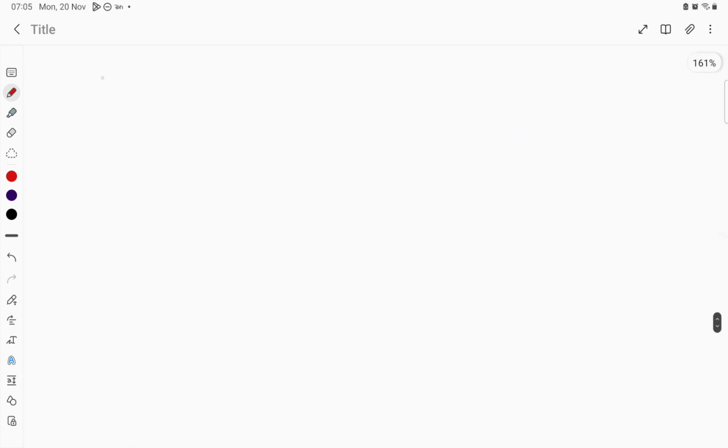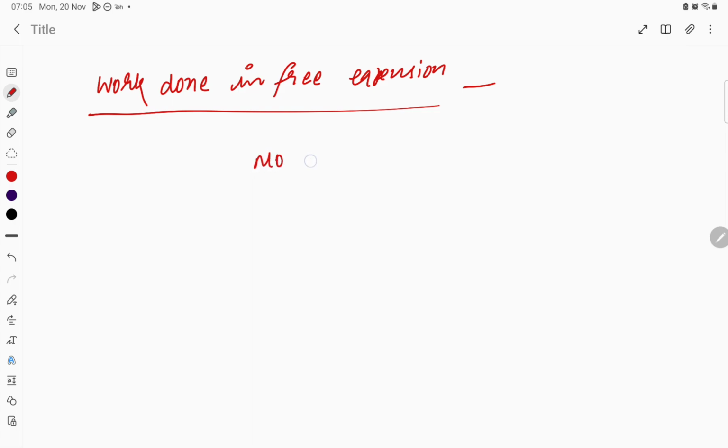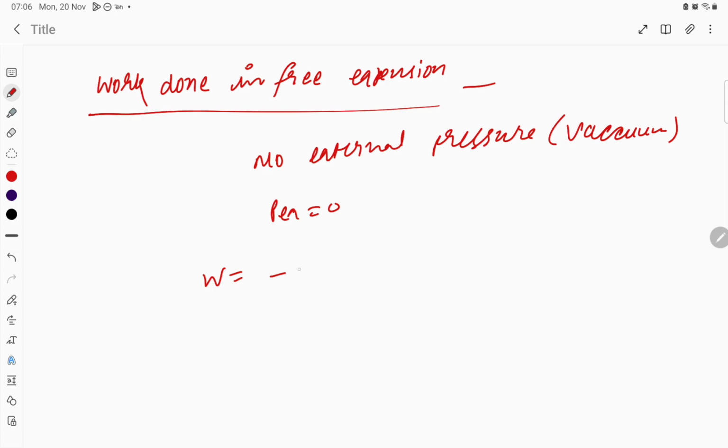Work done in free expansion. Free expansion means no external pressure. You can say vacuum. So P external is equal to 0. So W is equal to P external delta V, 0 into delta V, it is going to be 0. So work done in free expansion is 0, students.